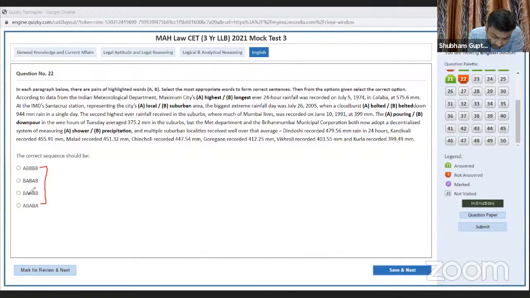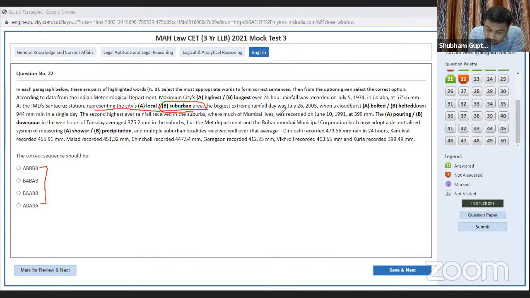Now if you see, the second one is B in both the cases, so I will leave B. Let's check B because it will make me sure that the other two are wrong. What is B? At the Indian Santa Cruz station representing the city. City is local or suburban area, so it should be suburban area. So it should be B for sure. Correct? So this is correct. Now let's move to the third one.